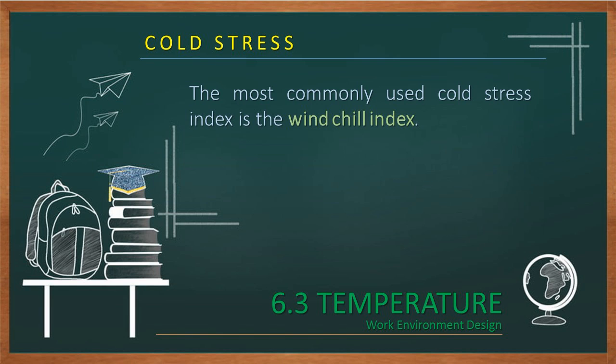The most commonly used cold stress index is the wind chill index. It describes the rate of heat lost by radiation and convection as a function of ambient temperature and wind velocity. But what is wind chill index? The next video presentation will show us what the wind chill index is.